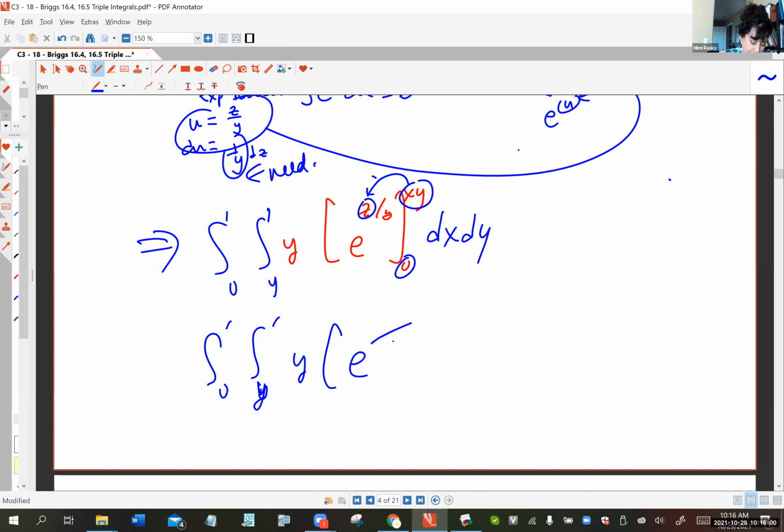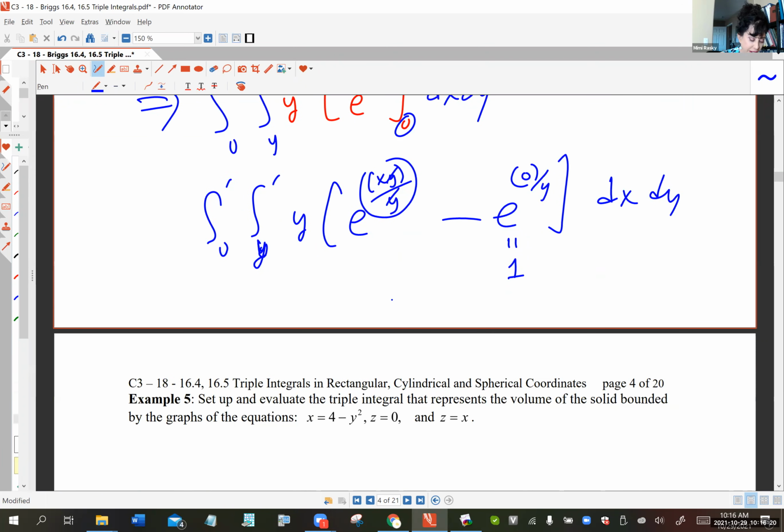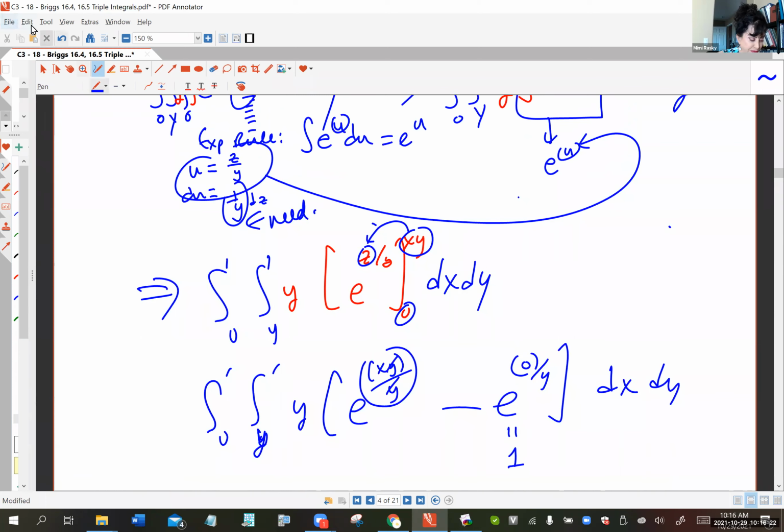So you're going to have e to the xy over y minus e to the 0. Now, e to the 0 is just a nice number. It's just 1, of course. But you want to reduce this exponent to lowest terms, so the y's cancel. So all we have left there is going to be the e to the x.